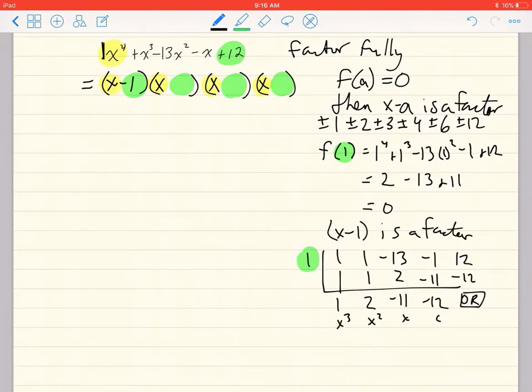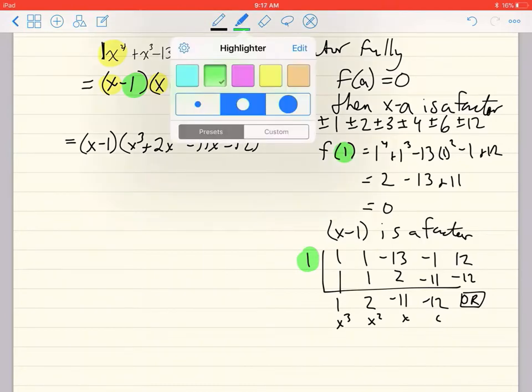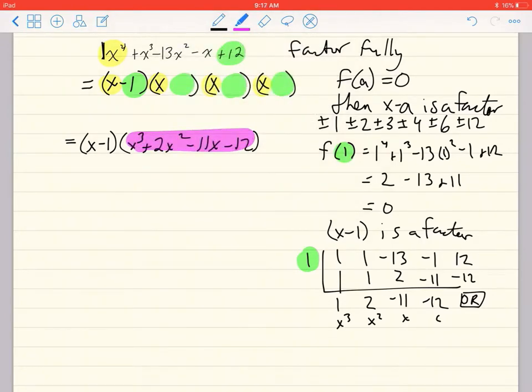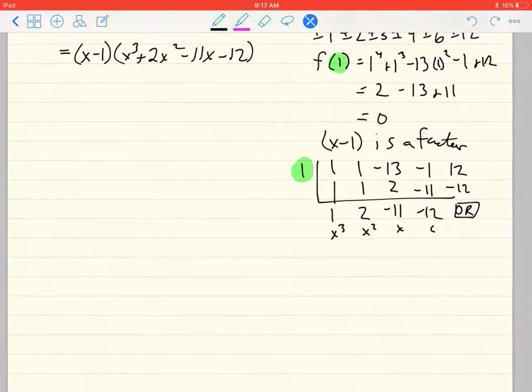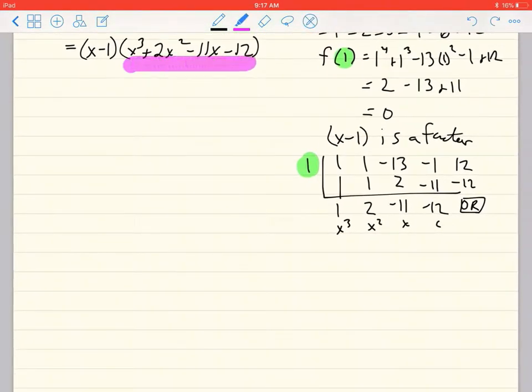So now, this basically factors to x minus 1 times x cubed plus 2x squared minus 11x minus 12. So now our new question becomes, how do we factor this? Right, so now it's a cubic function. We're going to perform the exact same thing. I'm just going to have to keep zooming out a little bit, just so you can see all the work that I am doing. But I'm going to move this up slightly. So our new question is factoring this.